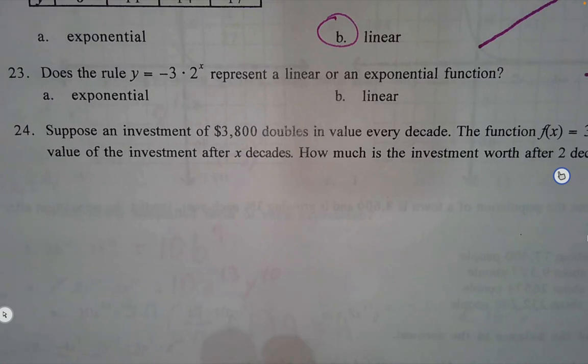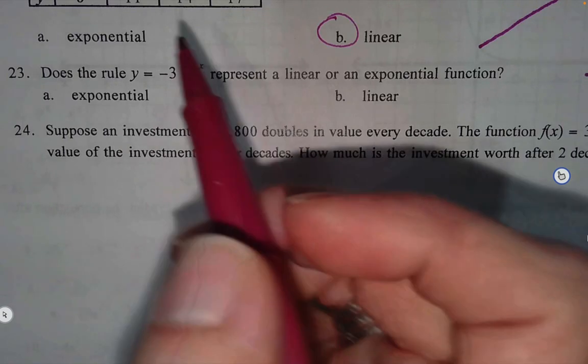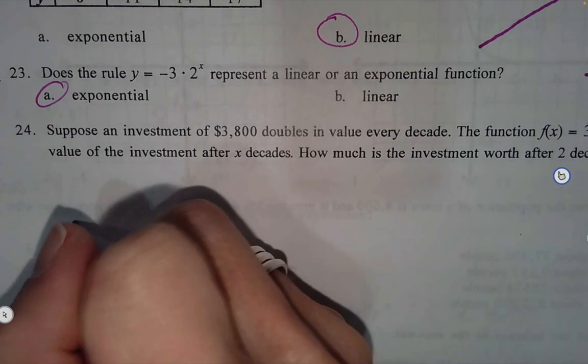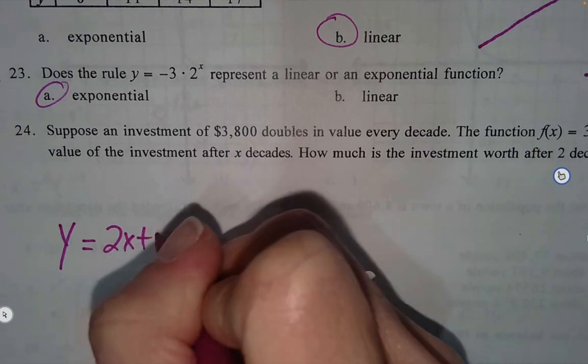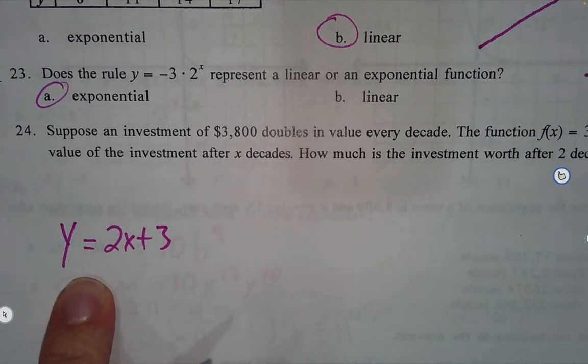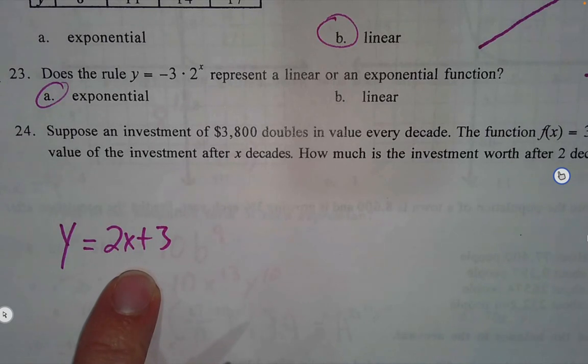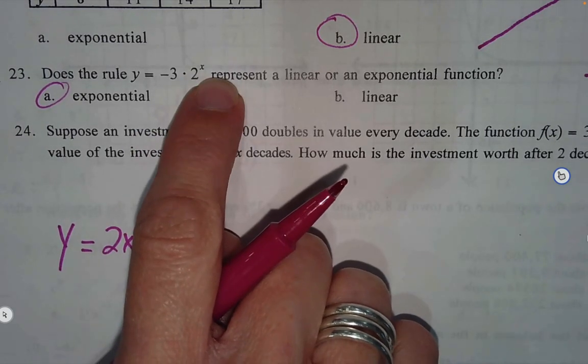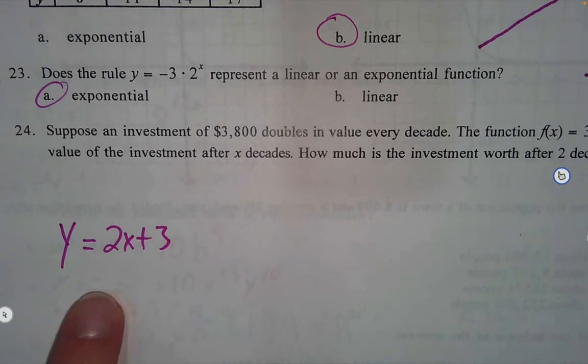What about number 23? Linear or exponential? Exponential. If x is in the exponent, it's exponential. That's all you're looking for. Look, is this one linear or exponential? Linear. Okay, that's the difference. Because is x in your exponent? No. Is x in your exponent? Yes. Exponential, that's something like what linear looks like.